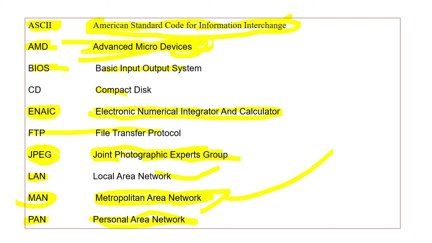For example, the best example of personal area network is Bluetooth. You have put the Bluetooth speaker on, you will connect to your mobile device. It is for your personal use. The range is very low, meaning only some meters, from one room to another room only. So that is personal area network.